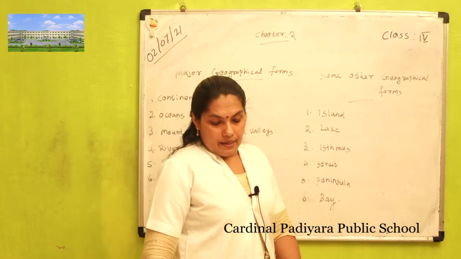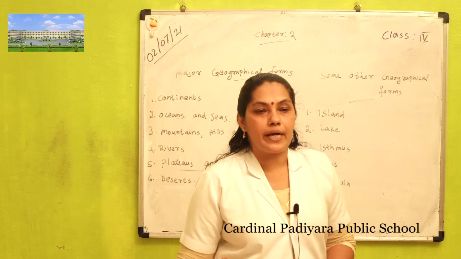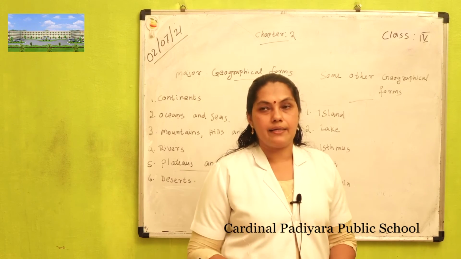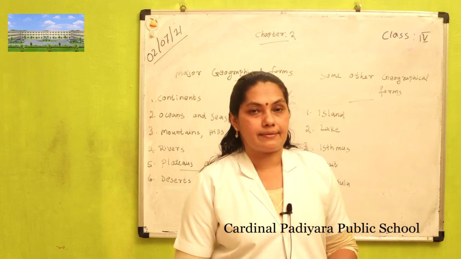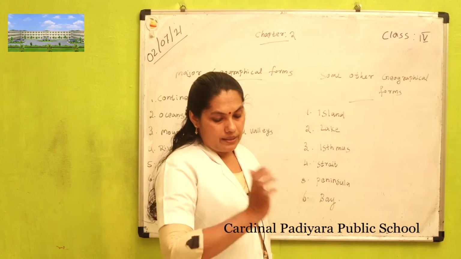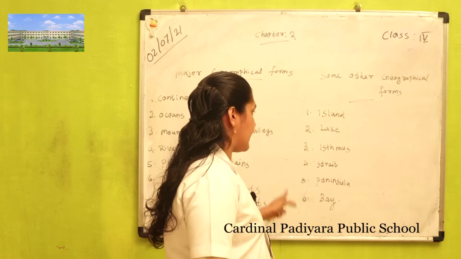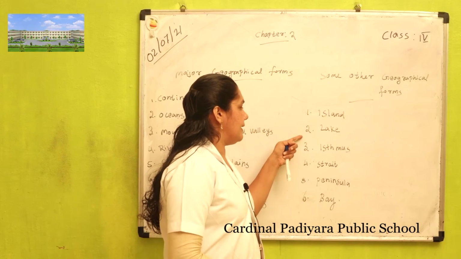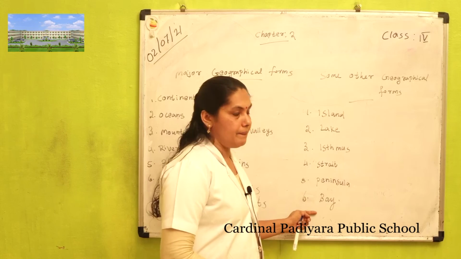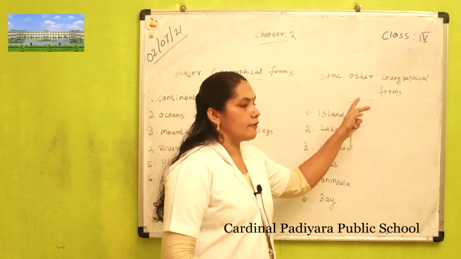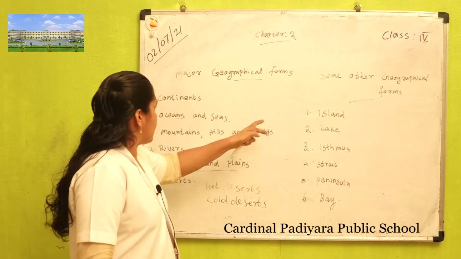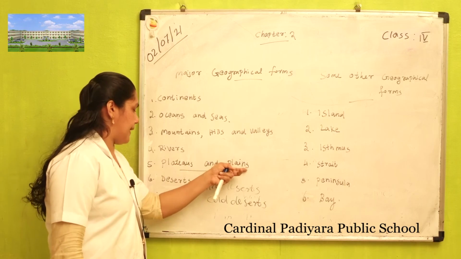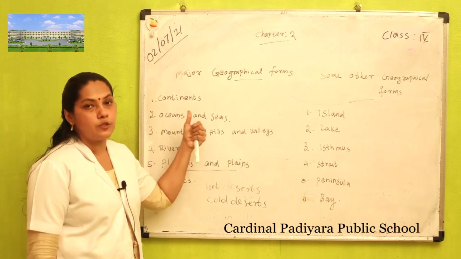The last point is the bay. A bay is water surrounded by land on three sides. The Bay of Bengal is an example of a bay. These six are the other geographical forms: island, lake, isthmus, strait, peninsula and bay. The major geographical forms are continents, oceans and seas, mountains, hills and valleys, rivers, plateaus and plains, then deserts.